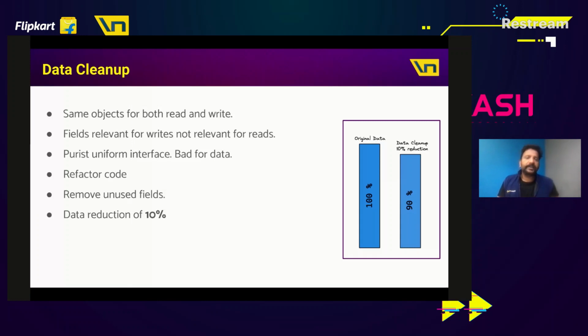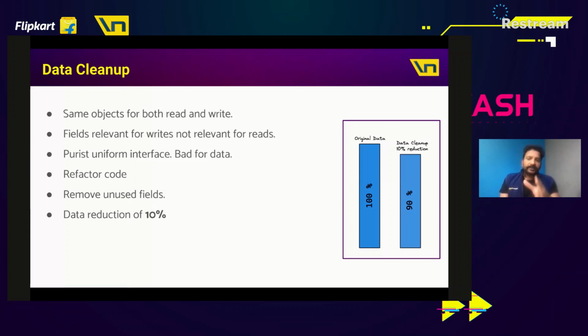Now, what does data cleanup mean? When a developer writes an interface for a read and write, they would have a very purist, uniform interface. It would look like read, read of an ID, and then it returns back an object, and then there will be a write of an object which will write the object. Right? That is how you will write a purist interface.